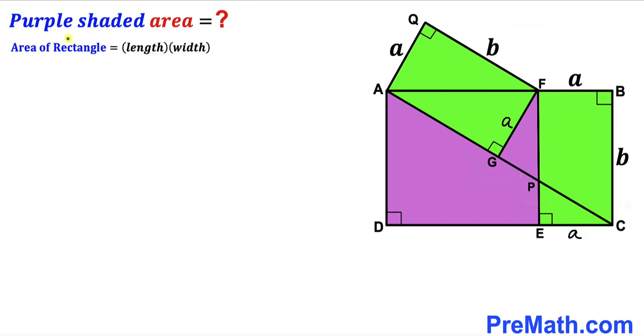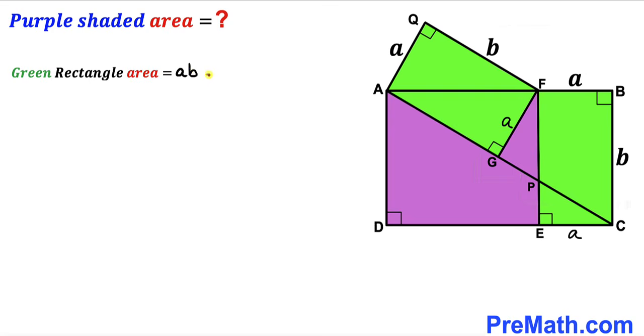And now let's recall the area of rectangle formula. Area equals length times width. And now we are going to find the area of this green rectangle. We know its dimensions are lowercase a and lowercase b. So therefore, green rectangle area is going to become a times b. And I'm going to label this one as our equation number 1. So thus the area of this green rectangle turns out to be a times b. And likewise, the area of this rectangle is a times b as well.